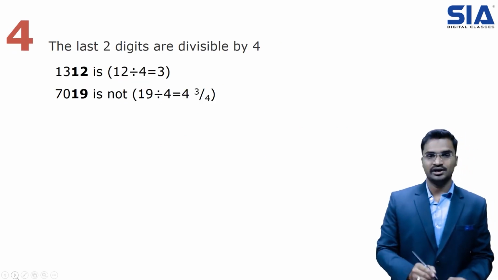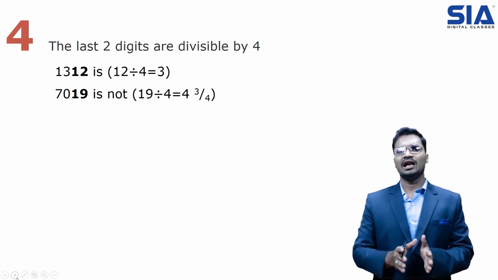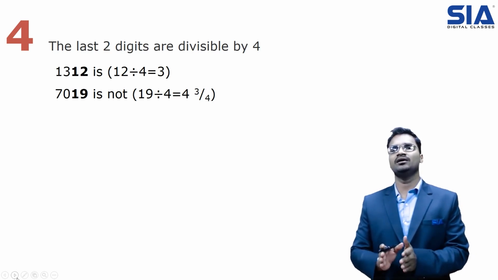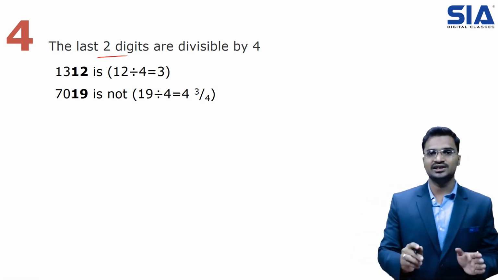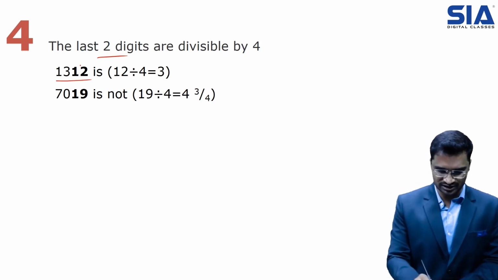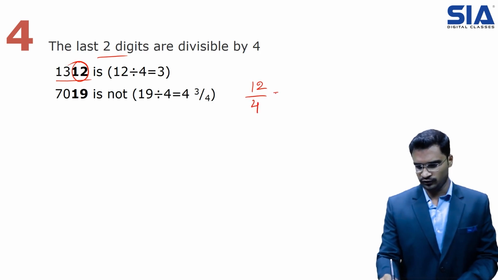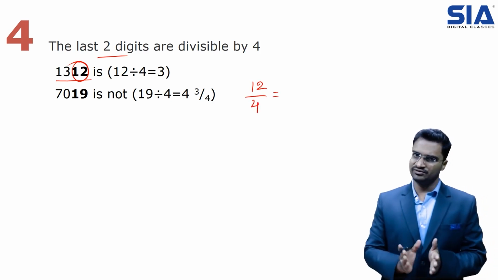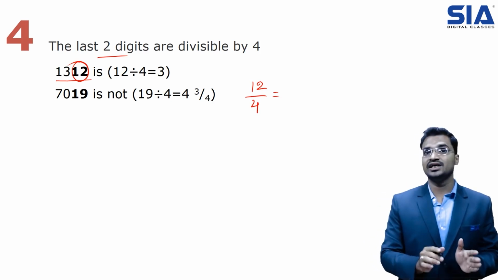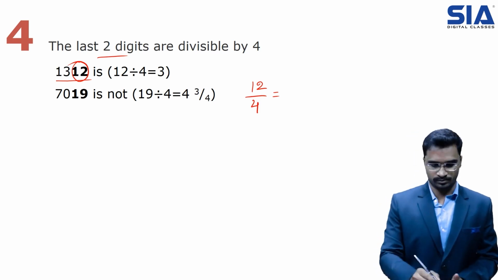Now coming to the divisibility rule of 4. The divisibility rule of 4 says that the last 2 digits of that particular number should be divisible by 4. Then it is divisible by 4. For example, 1312. The last 2 digits are 12. So 12 is divisible by 4. That particular number, 1312, is divisible by 4.